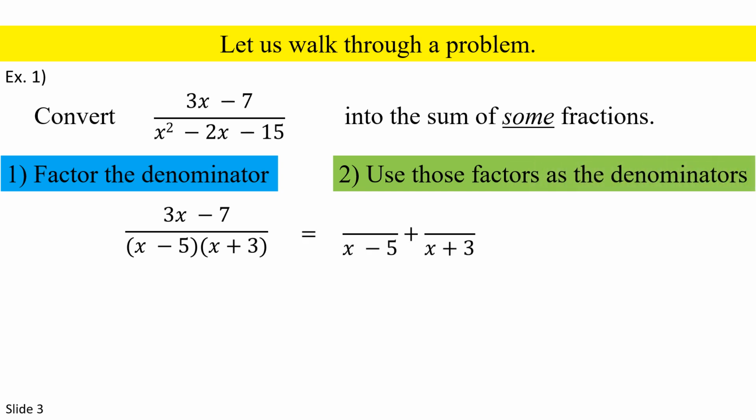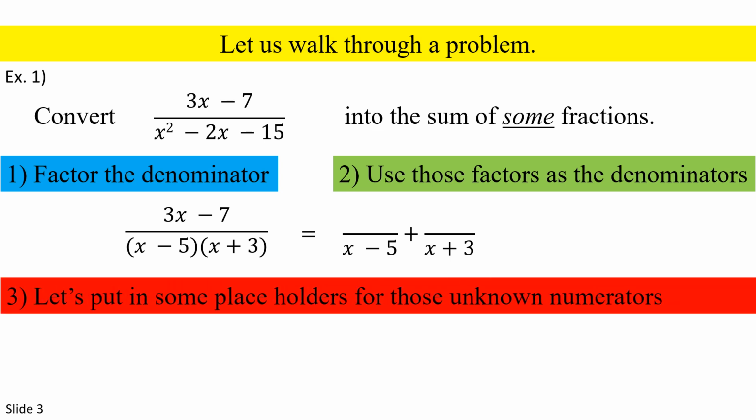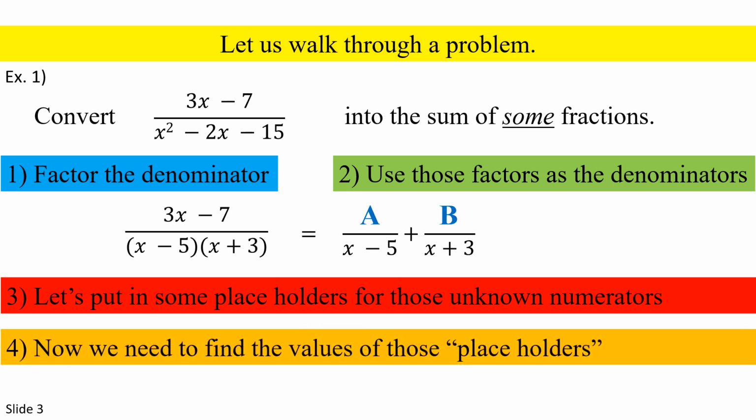So we're going to use those factors as the denominators in our fractions. So one fraction will be something over x minus 5, and the other fraction will be something over x plus 3. Let's put in some placeholders for those unknown numerators. So I'm going to put an A over the x minus 5 and a B over the x plus 3. Now we need to find the values of those placeholders.